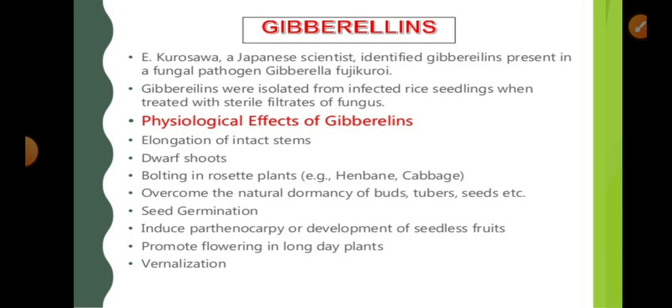If we see the physiological effects of gibberellin, it shows elongation of intact stem. That is, it helps in cell elongation. It causes dwarf shoots to grow. Bolting in rosette plants, for example, henbane and cabbage. It overcomes natural dormancy of buds, tubers, and seeds. That means it helps in seed germination.